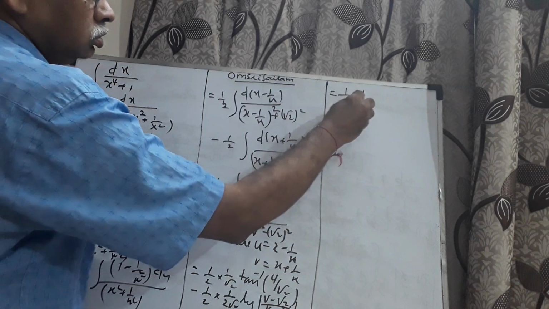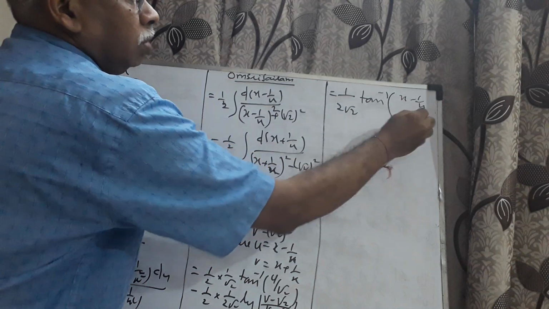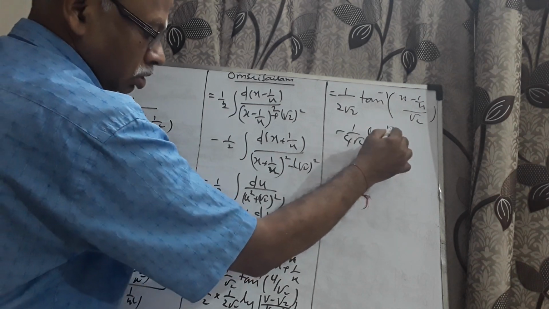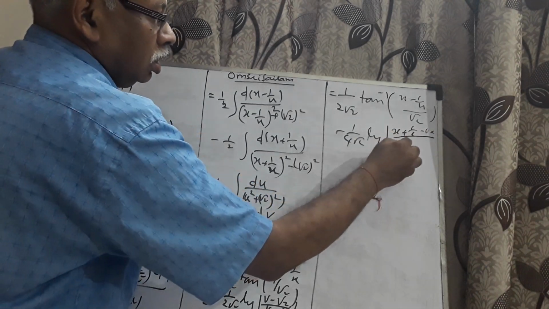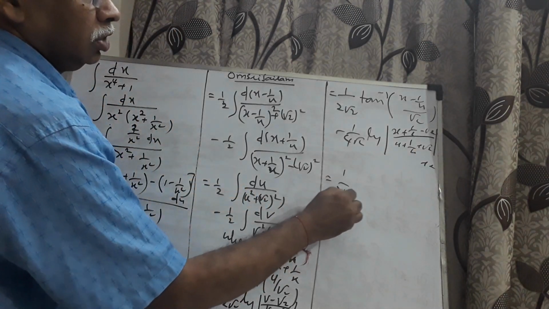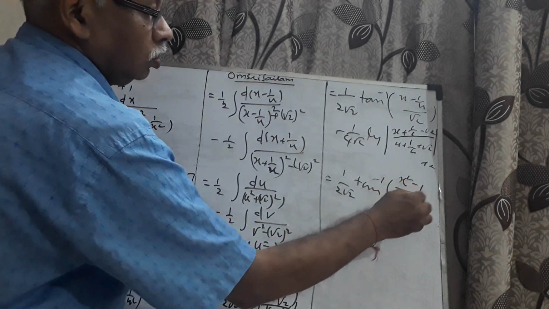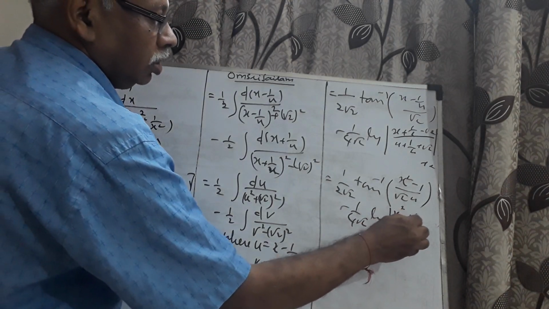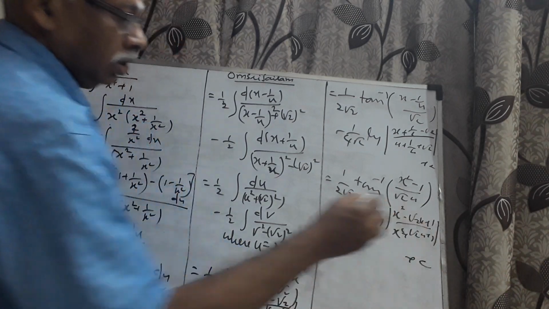Let me just replace the values. 1 by 2 root 2 tan inverse, my u is x minus 1 by x, by root 2, minus 1 by 4 root 2 log mod x plus 1 by x minus root 2 by x plus 1 by x plus root 2 plus c. After taking LCM everywhere, I end up with 1 by 2 root 2 tan inverse x square minus 1 by root 2x, minus 1 by 4 root 2 log mod x square minus root 2x plus 1 by x square plus root 2x plus 1 plus c is the final answer.